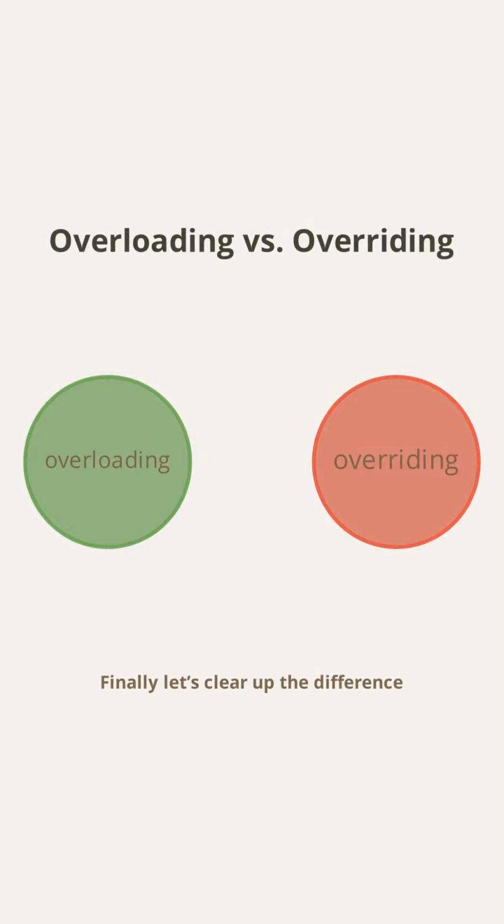Finally, let's clear up the difference between method overloading and method overriding. Method overloading happens when two or more methods in the same class have the same name but different parameters. Overriding, on the other hand, is when a child class redefines a method from its parent class with the same signature. Overloading is about having multiple ways to perform a similar action, while overriding is about changing the behavior for specific subclasses. Understanding this distinction is key to mastering Java's object-oriented features and writing effective code.